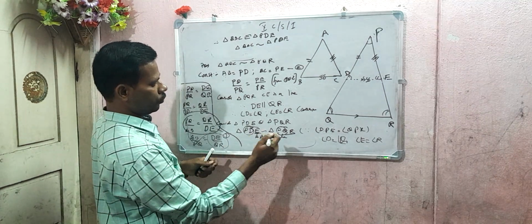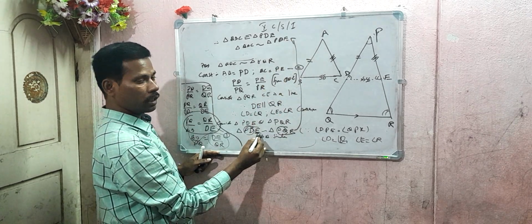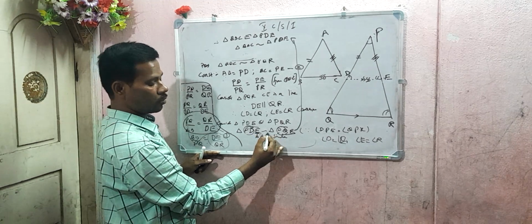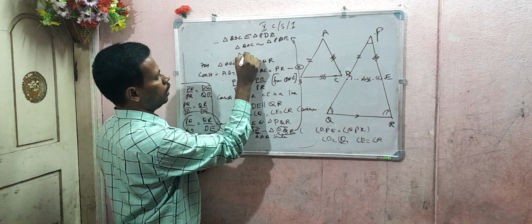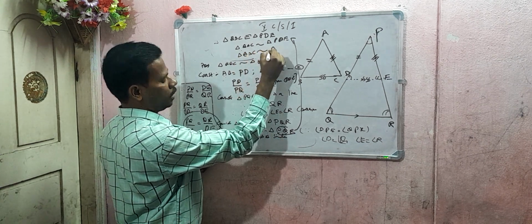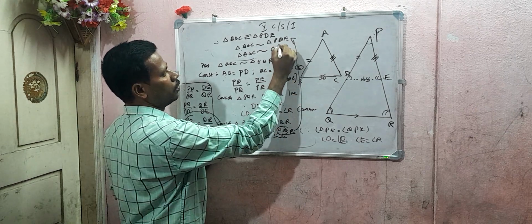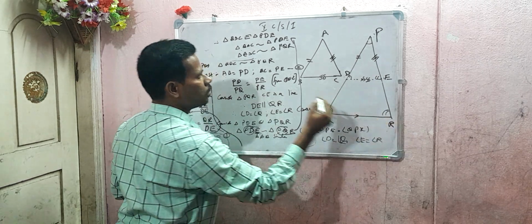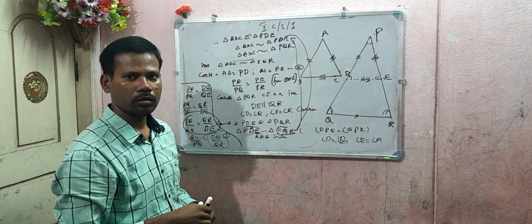Therefore, from this and this, triangle PDE is similar to triangle PQR. Triangle ABC is congruent to triangle PDE. PDE is nothing but triangle PQR. From clubbing these two, hence the theorem.